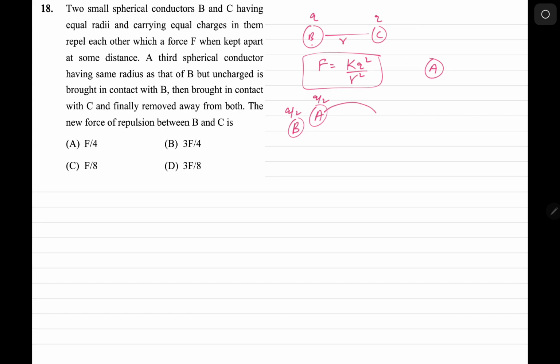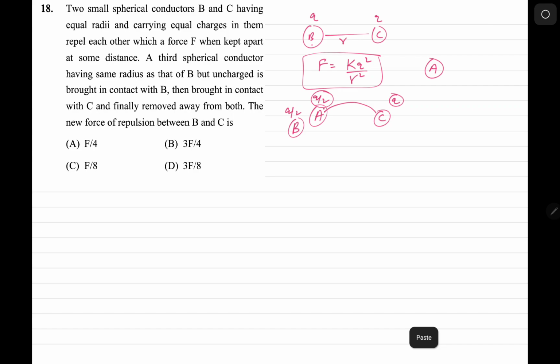Now this A is in contact with C. So C has already charge Q, and A has Q by 2. Again the charge will distribute. Make sure they both carry the same charge in the end. So Q plus Q by 2, as the law of conservation of charge should be followed.